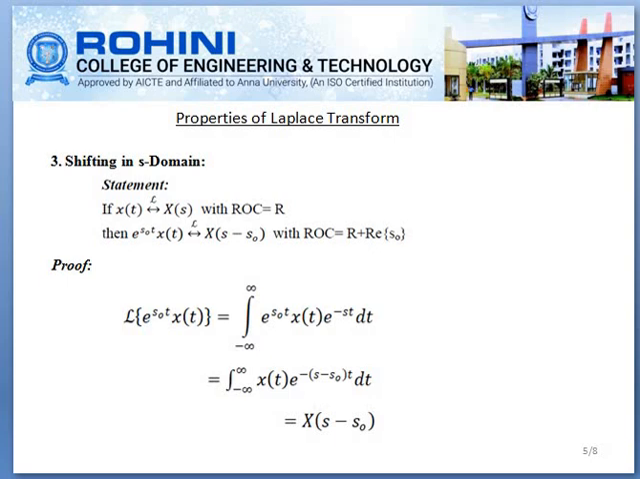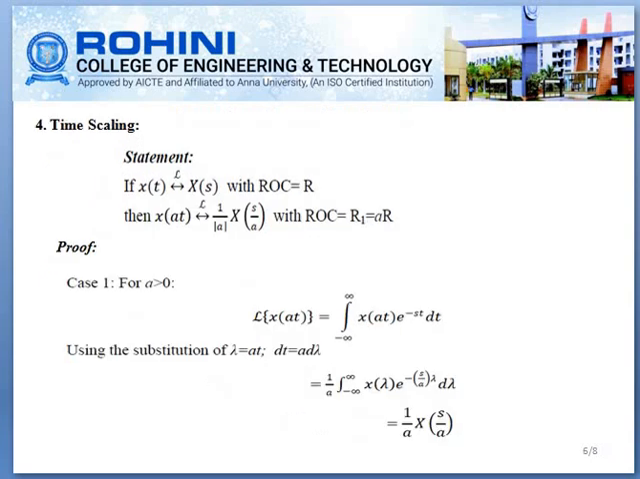Proof: Laplace transform of e power s naught t x of t is integral minus infinity to infinity e power s naught t x of t e power minus st into dt. Combine the exponential term. So integral minus infinity to infinity x of t e power minus of s minus s naught into t into dt, that is equal to X of s minus s naught.